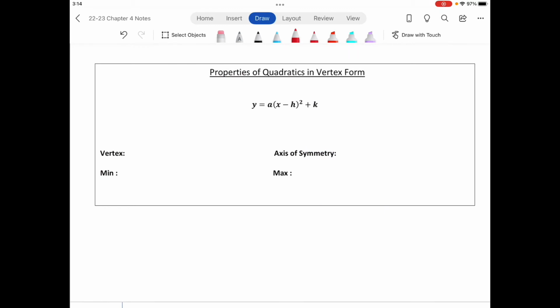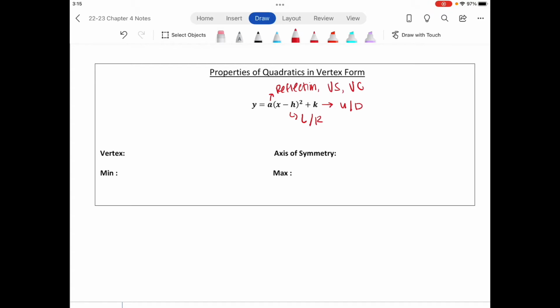A quadratic in vertex form is still going to tell us the same transformations that an absolute value function did. The a, or the number that we're multiplying by, this tells us if we have a reflection, if we have a vertical stretch, or if we have a vertical compression. The h, or our inside value, is connected with the x, so it's still a horizontal change, meaning we're moving left or we're moving right. And k is outside where our y is, which causes a vertical change, so k can move the graph up or down.